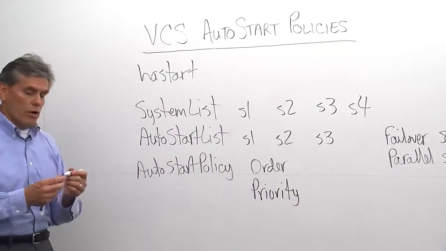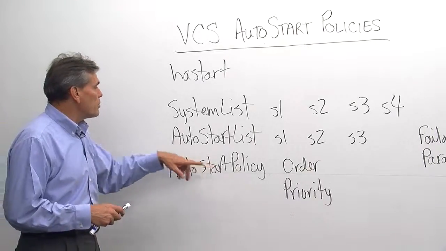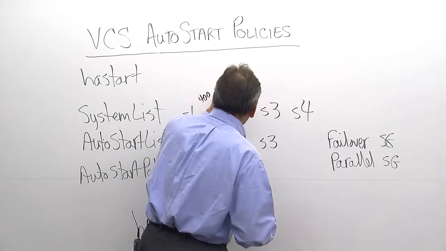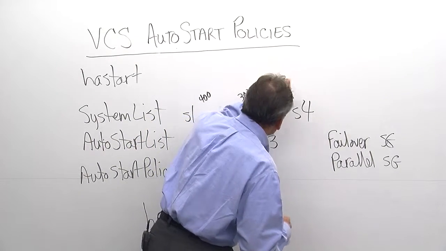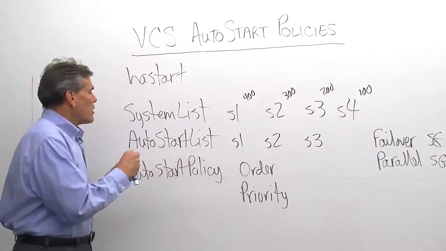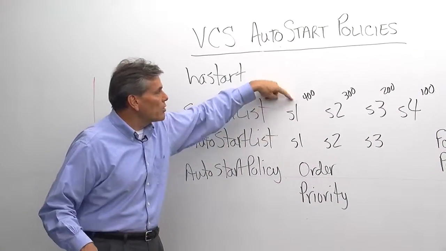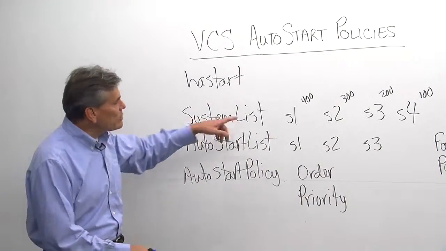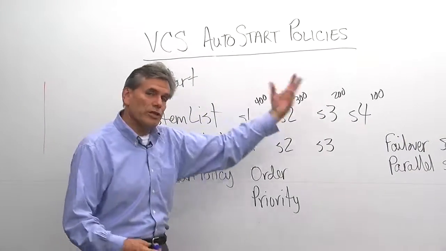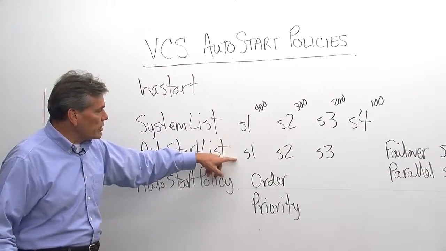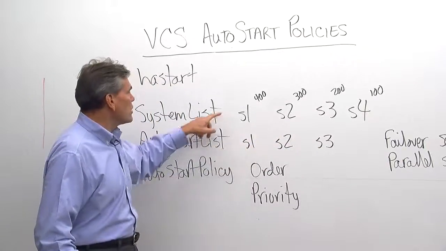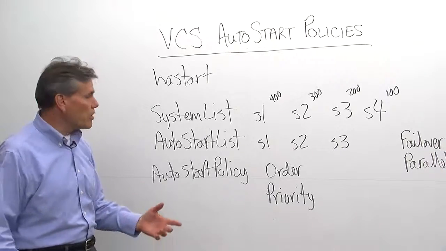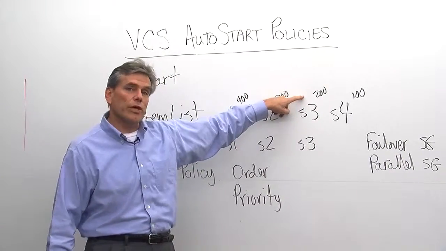The next type of AutoStart policy is priority. That comes into play with using system list. Right? Now with system list, you not only say which systems, but you also give each one a value. And with priority, the lower the number, the higher the priority. So let's say that the system list had S1, 400, etc. For AutoStart list, we would look at these systems and look at the priority within system list, and the lowest one would be the one they start up on. So in this example, we'd start up on S3.